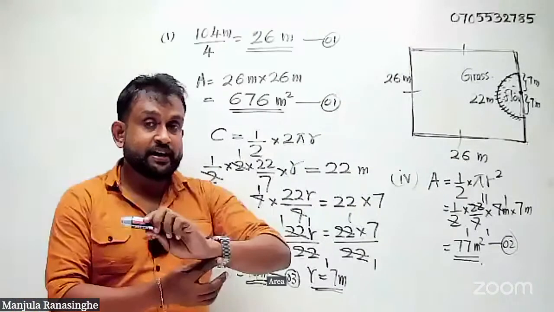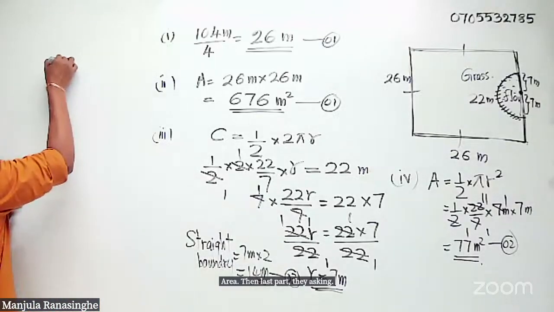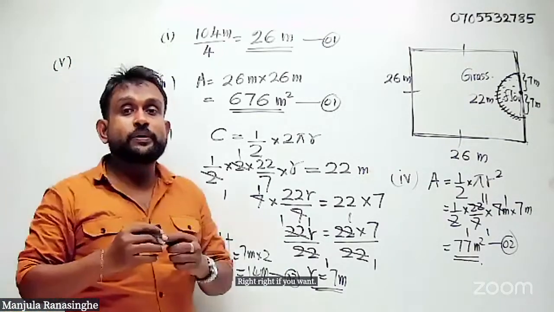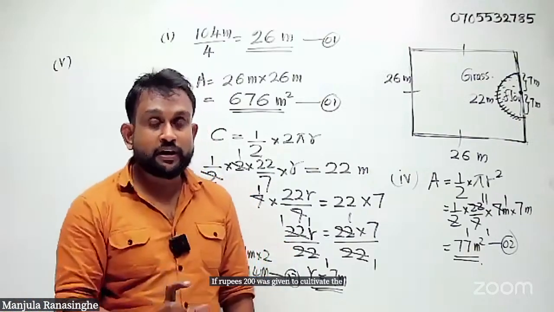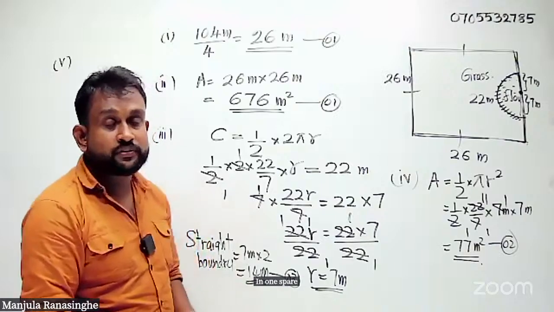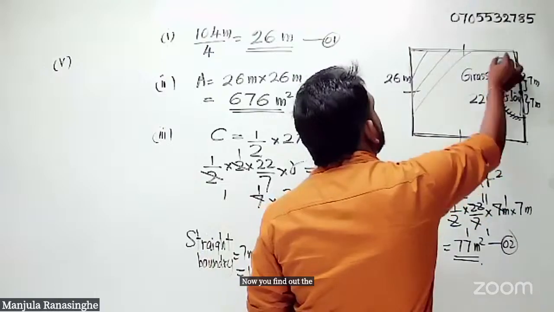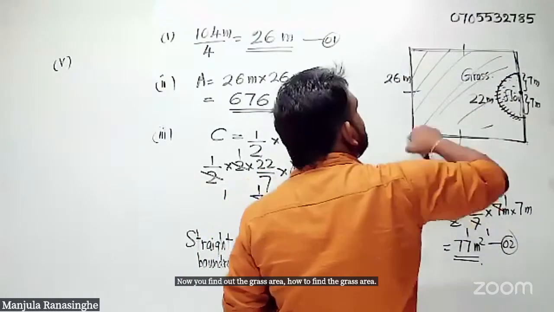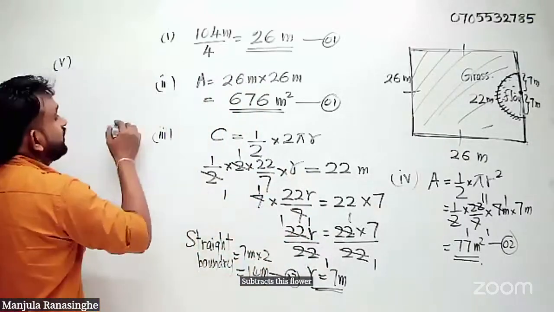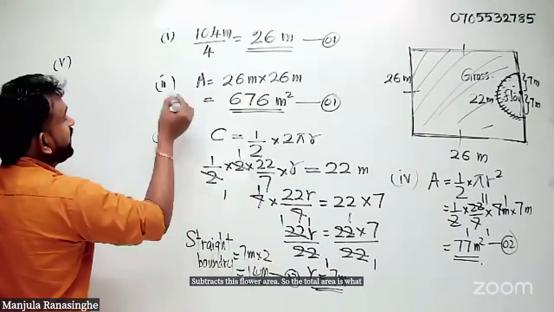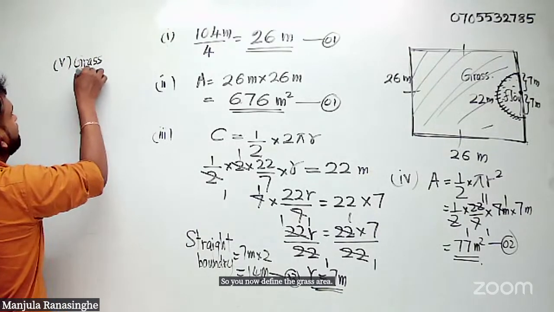Then the last part, the fifth one. If rupees 200 was given to cultivate the grasses on 1 square meter, find the cost of cultivating the grasses. Now you find out the grass area. How to find the grass area? From the total area, subtract the flower grown area. The total area is what we found here, the square area. So how to find the grass area?